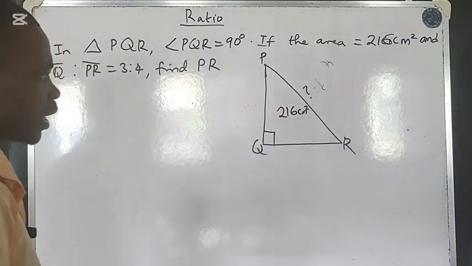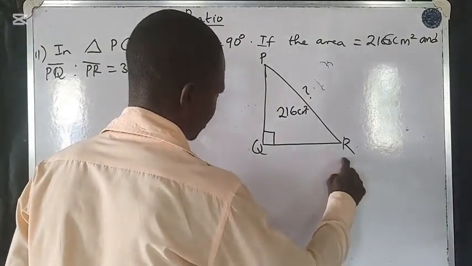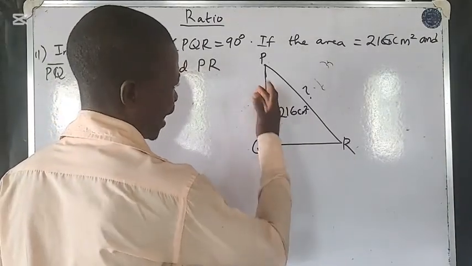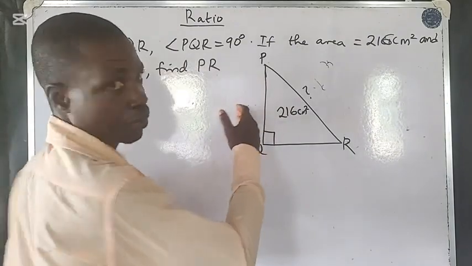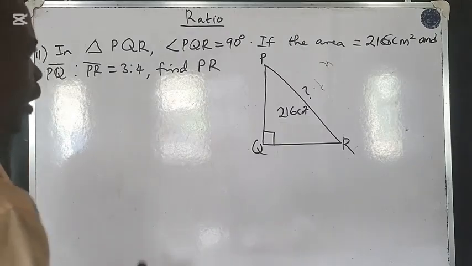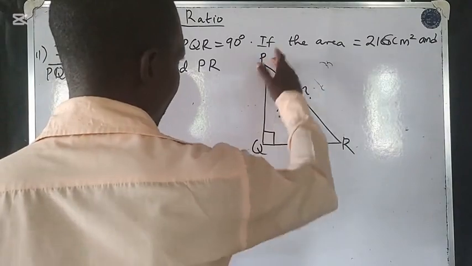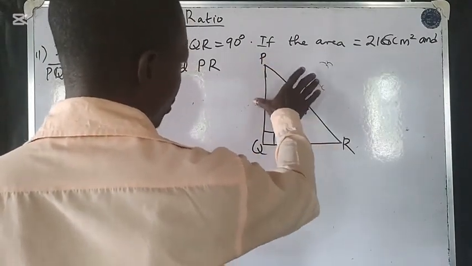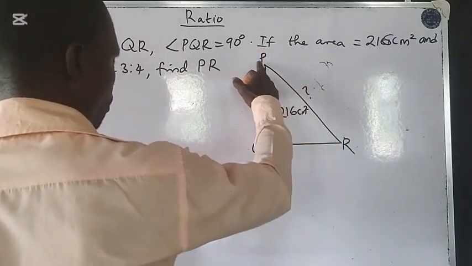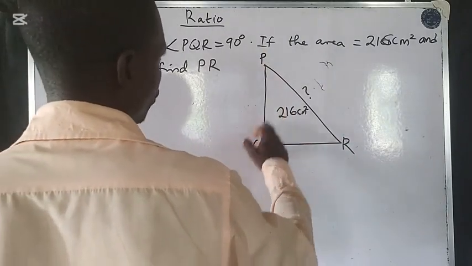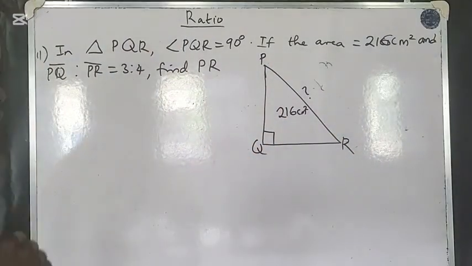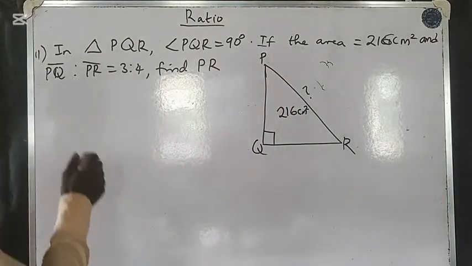For them to give us area, we are going to need the base and the height of the triangle. And the base is not given, the height is not given, apart from the ratio of these sides. So to solve this problem, we are going to make use of this side and this side first, because these are the ratio given to us. We'll make sure we use this side and this side, and ratio PQ to PR is 3:4. So what do we do at this point? We apply what we know before.